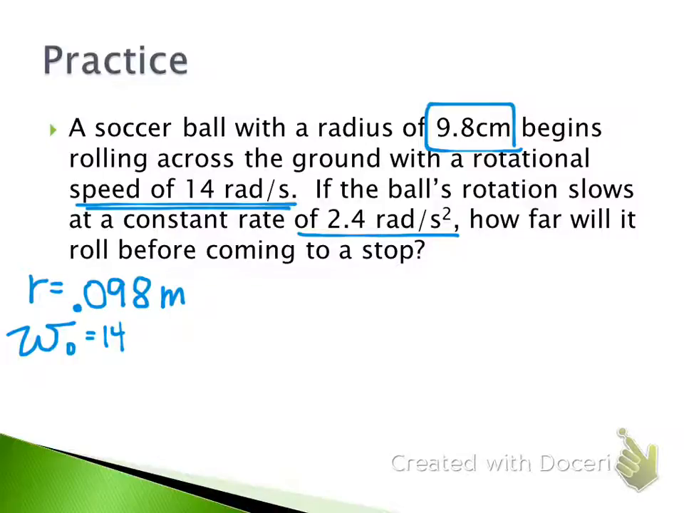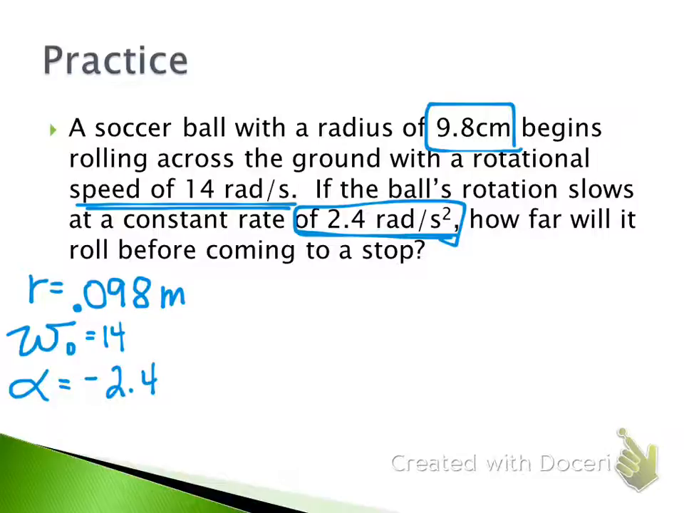It says it slows down at a rate of 2.4 radians per second squared. What variable would that be? Yep, alpha. And is it going to be positive 2.4 or negative 2.4? Negative. How do we know that it's going to be a negative 2.4? It's slowing down. It's moving in the positive direction but slowing down, so that's a negative 2.4 radians per second squared. How far will it roll before it comes to a stop?